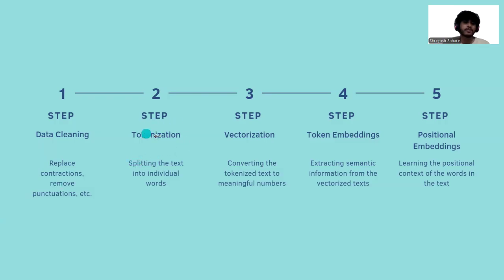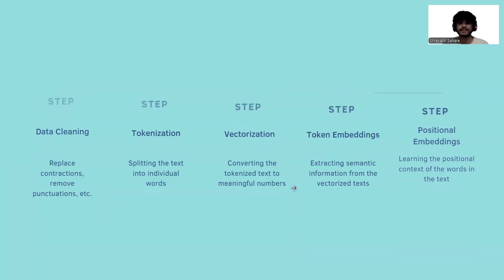Then we come to step 2, which is tokenization. We split the text into individual words, and then those individual words are converted into meaningful numbers using vectorization. Steps 4 and 5, I'm going to discuss in the next slides.